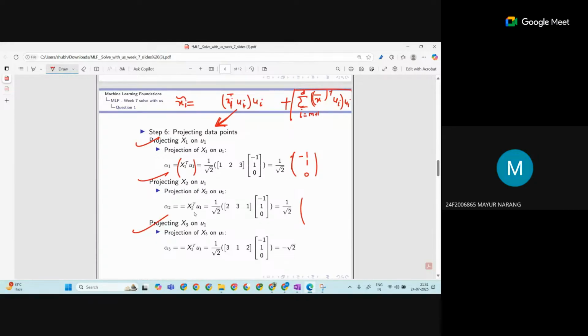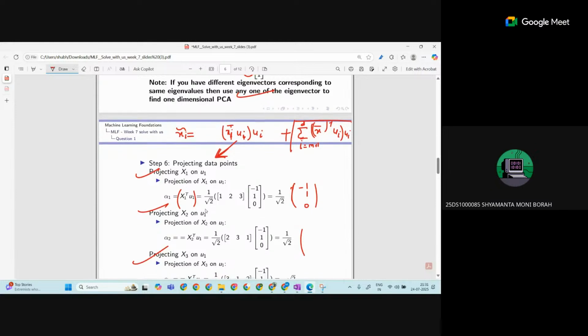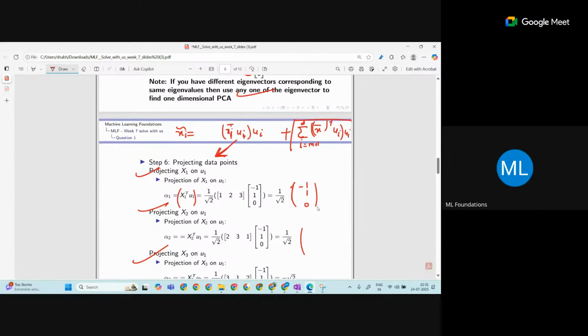x2. Only week 7, only PCA is there. Yeah, week 7 is totally PCA. Sir, into 1 by root 2 is also there. Yeah, 1 by root 2 will be there. So that is why it is going to be 2.